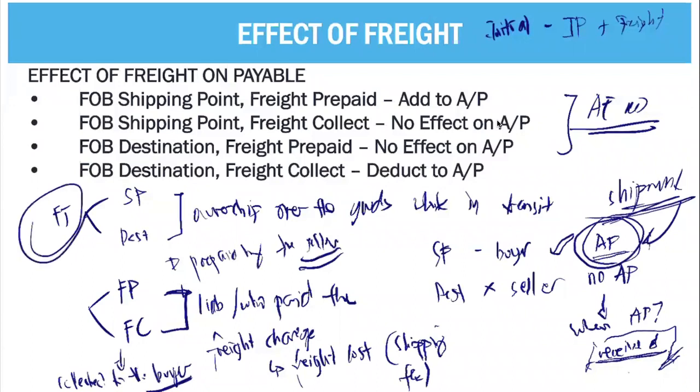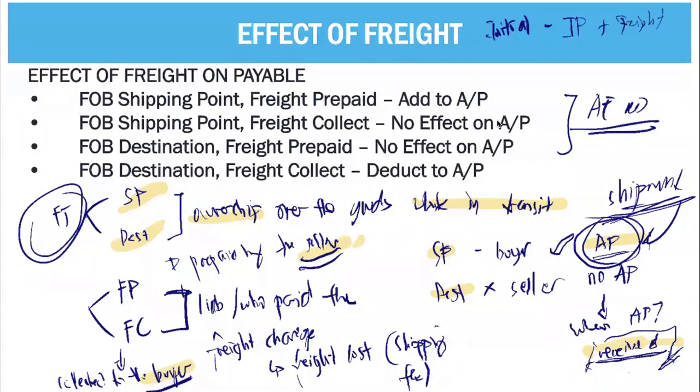Okay? So again, a review of your freight terms. We have your shipping point and destination. This talks about your ownership while in transit. And then we also talk about when will we record the accounts payable. In shipping point, you record already accounts payable. In destination, you record it only when it is received. Another freight term is your freight prepaid and freight collect. So in freight prepaid, this talks about your liability or who paid the freight charge. So when we say freight prepaid, it is prepaid by the seller. Therefore, it is the seller who paid it. In freight collect, it is collected to the buyer. Therefore, it is the buyer who paid it.